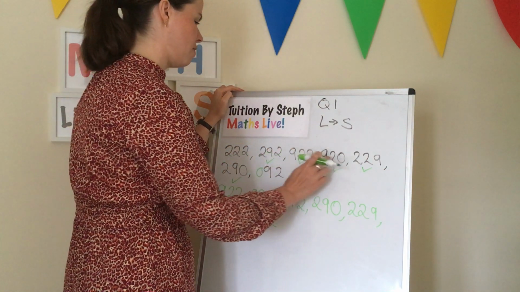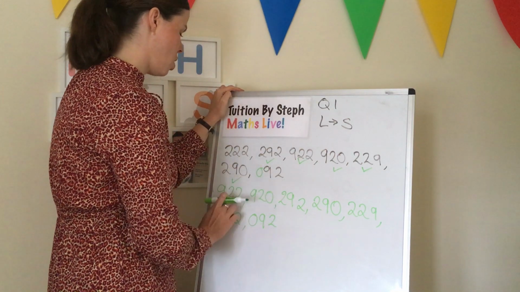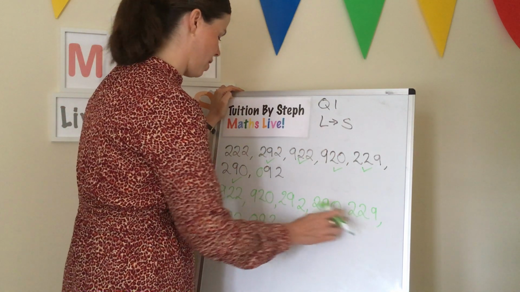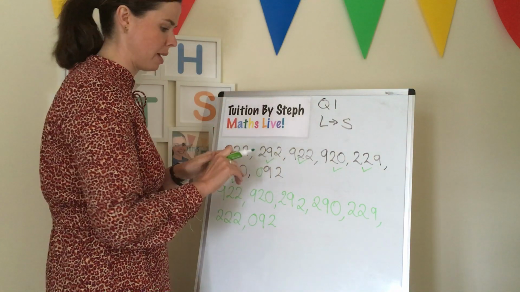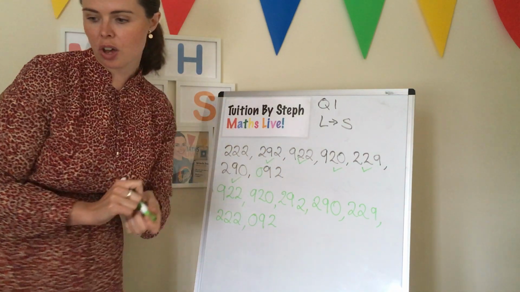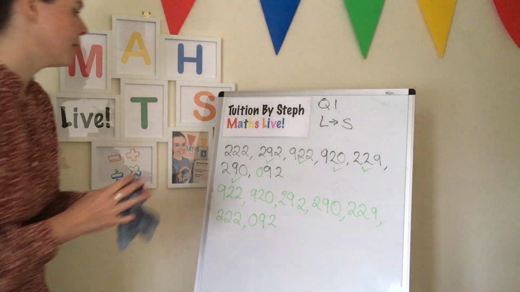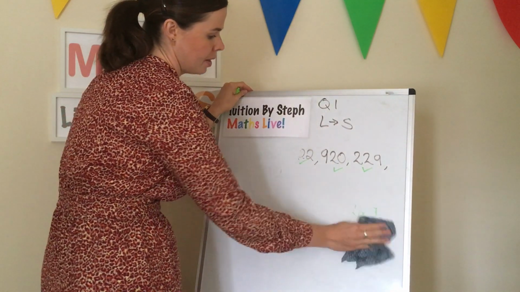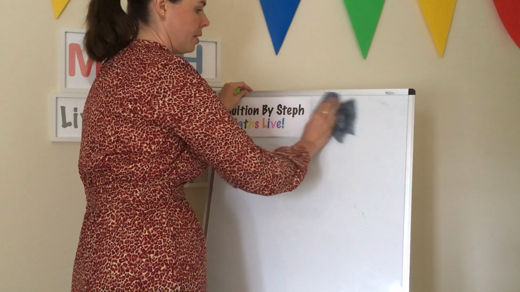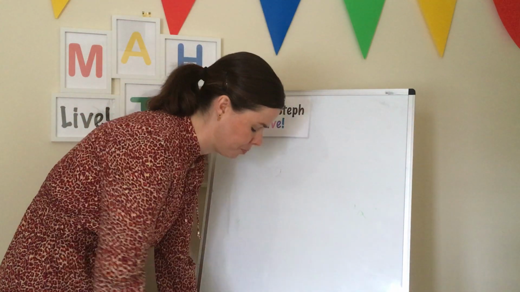1, 2, 3, 4, 5, 6, 7. 1, 2, 3, 4, 5, 6, 7. Okay, so I might have not spotted that till I end up counting it. Well done if you got that. Don't worry if you missed one out like me, because you've just seen that's what I did. Okay, next question.